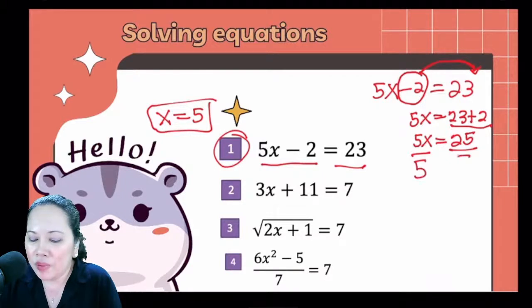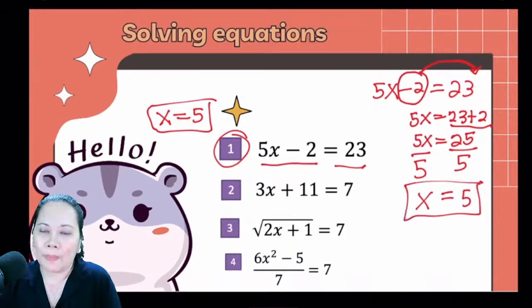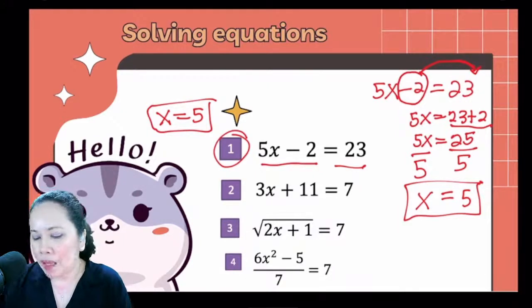That's why you have to divide by 5. So 5 divided by 5 is 1. 25 divided by 5 is 5. Okay ba? Are we good?